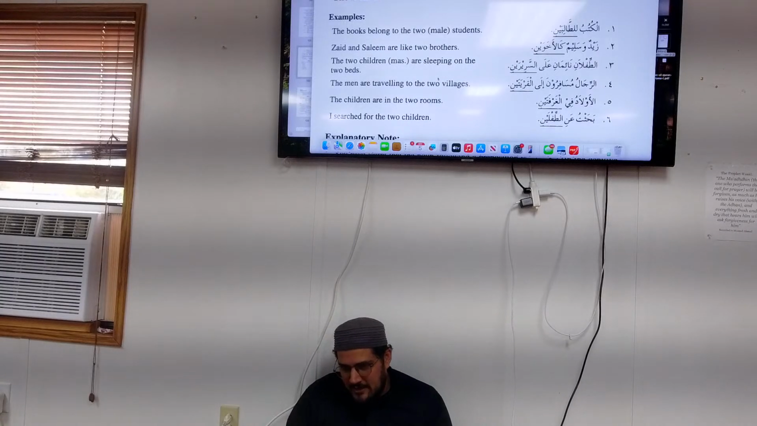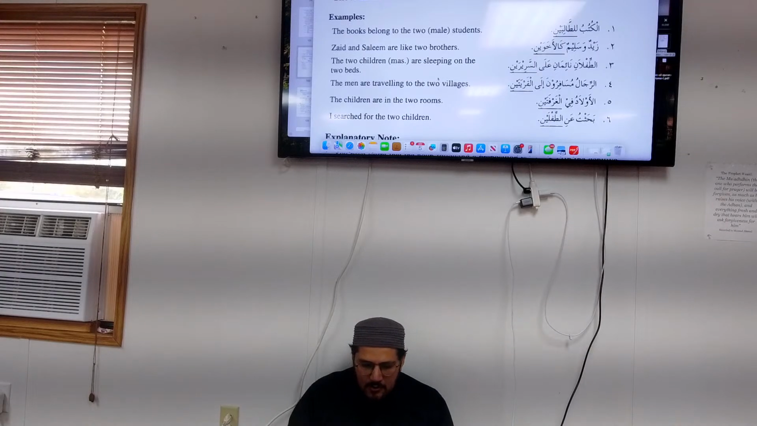The dual in the genitive form. You already know that. Al-muthanna al-majroor. That means dual in the jar state, right? Exactly. They're just showing you that it's going to be aini. Remember? The aini? Al-kutubu lit-talibaini. The books belong to the two students. Zaydun wa Salimun kal-akhawaini. What does that mean? Are like brothers, even though they're not.